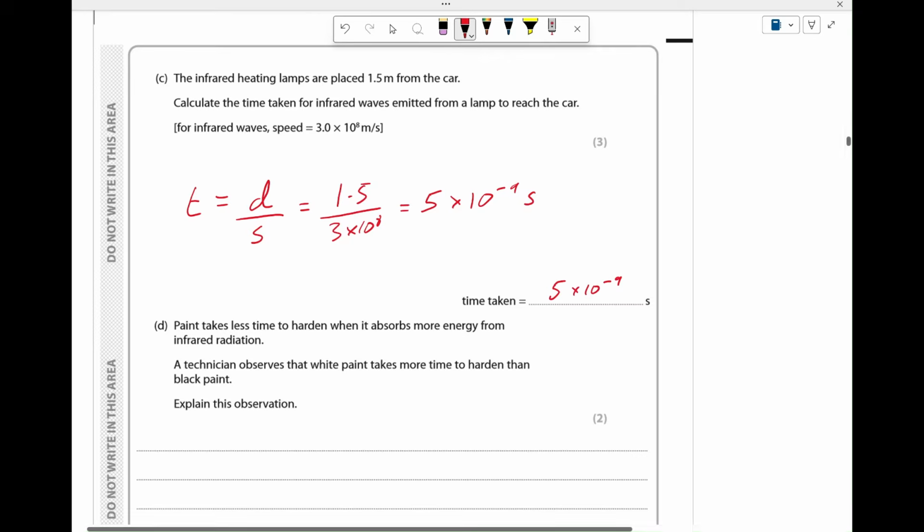Okay, I should say it's probably a 2 significant figure number, isn't it? We've got 2 significant figures here, 2 significant figures here, so I should probably leave my answer to 2 significant figures.